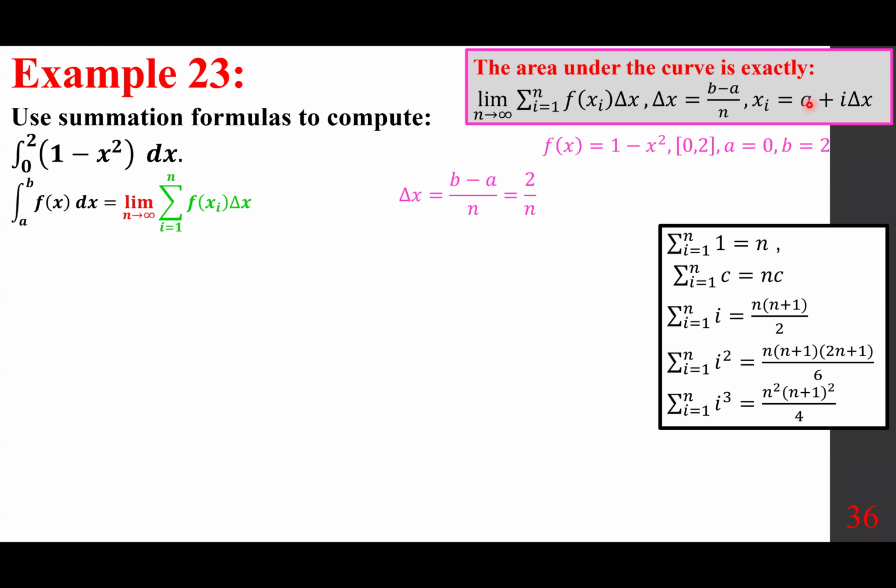Then x sub i is a, which is 0, plus i times delta x, which is 2 over n. And when you do that, you get 2i over n. Now that we have x sub i, we can find f of x sub i delta x. If f of x is 1 minus x squared, then f of x sub i is 1 minus this expression squared.